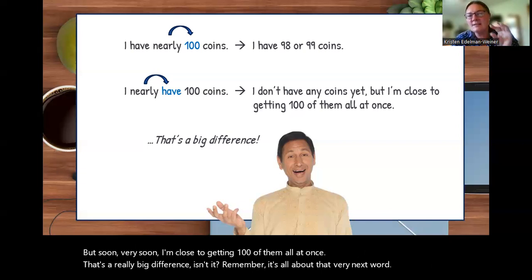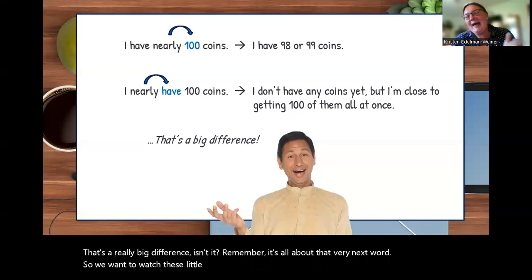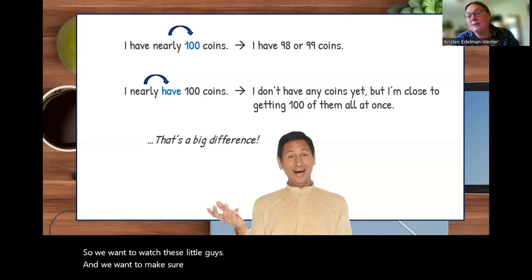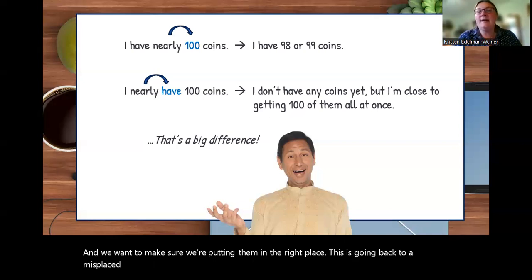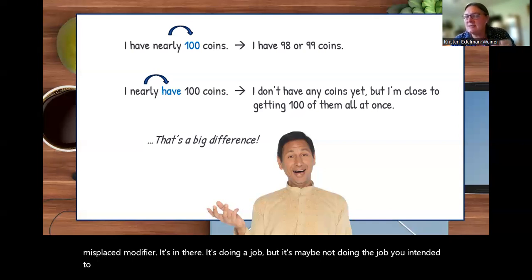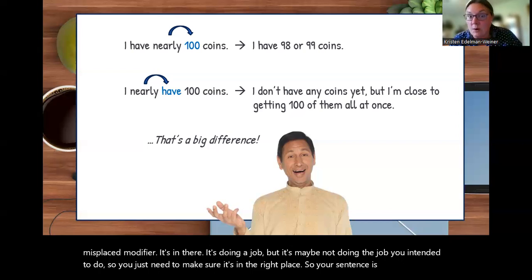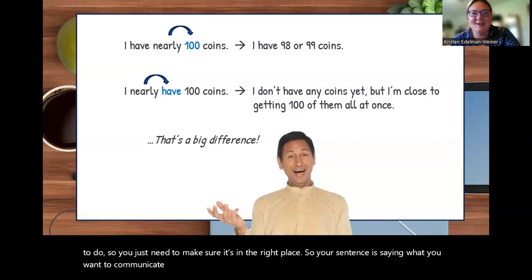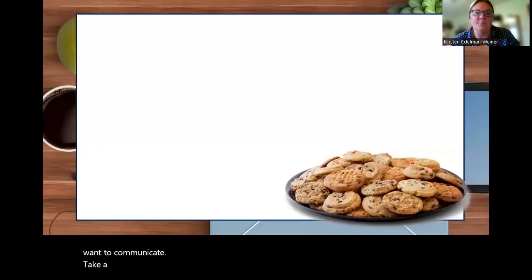So we want to watch these little guys and we want to make sure we're putting them in the right place. This is going back to a misplaced modifier. It's in there, it's doing a job, but it's maybe not doing the job you intend it to do. So you just need to make sure it's in the right place so your sentence is saying what you want to communicate.